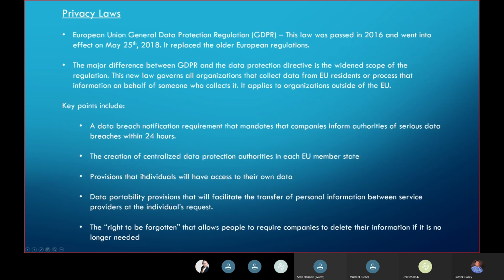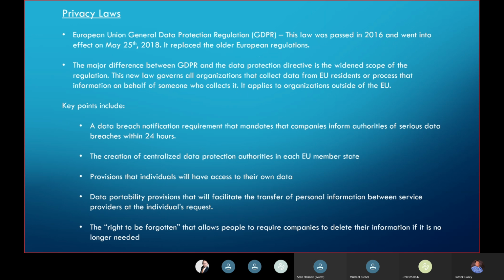All right, here we go. GDPR, the European Union General Data Protection Regulation. This one's a fun one. This law was passed in 2016 and went into effect May 25th, 2018. It replaced the older European regulations. The major difference between GDPR and the Data Protection Directive is the widened scope of regulation. This new law governs all organizations that collect data from EU residents or process that information on behalf of someone who collects it. It applies to organizations outside the EU as well.